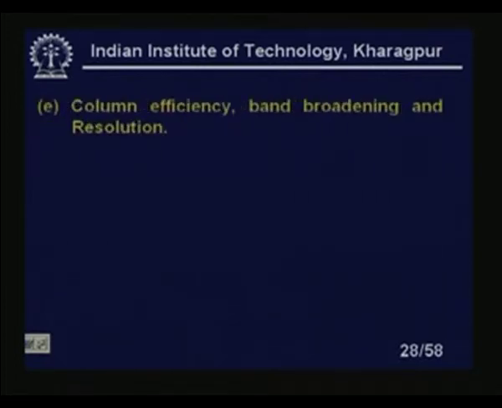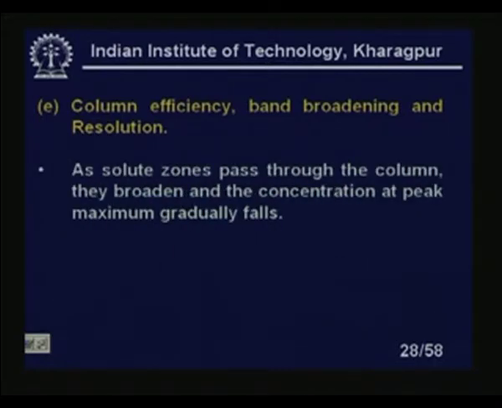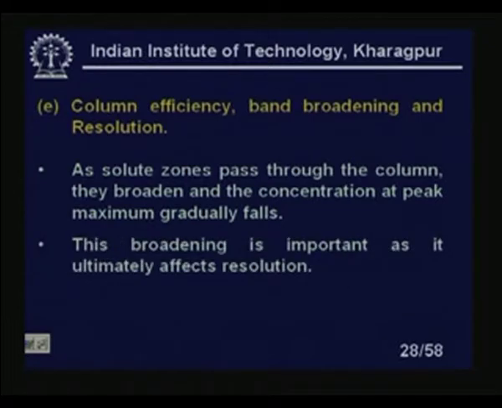Column efficiency, band broadening and the resolution, these are the important parameters. As solute zones pass through the column, they broaden and the concentration at the peak maximum gradually falls, right. This will be clearer when we show the graph. This broadening is important as it ultimately affects the resolution.